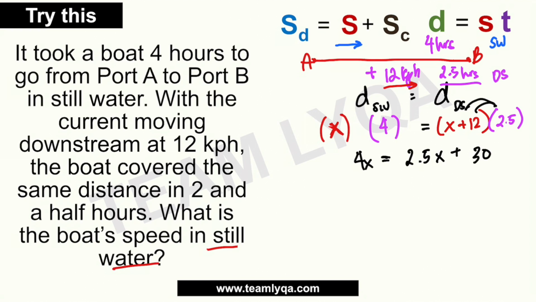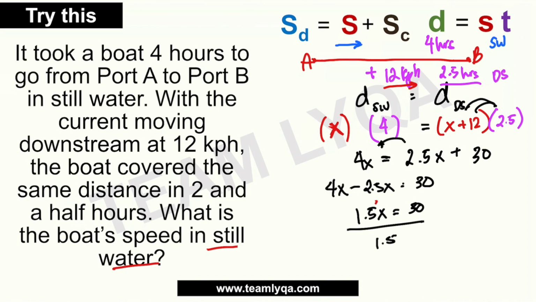Tapos, ito, i-move ko siya sa kabila. Para manatiling positive yung x, we have 4x minus 2.5x is equal to 30. This is equal to 1.5x is equal to 30. At i-divide ko both sides sa 1.5 para makancel ko ito. So, x is equal to 30 divided by 1.5 or x is equal to just 20 kilometers per hour.